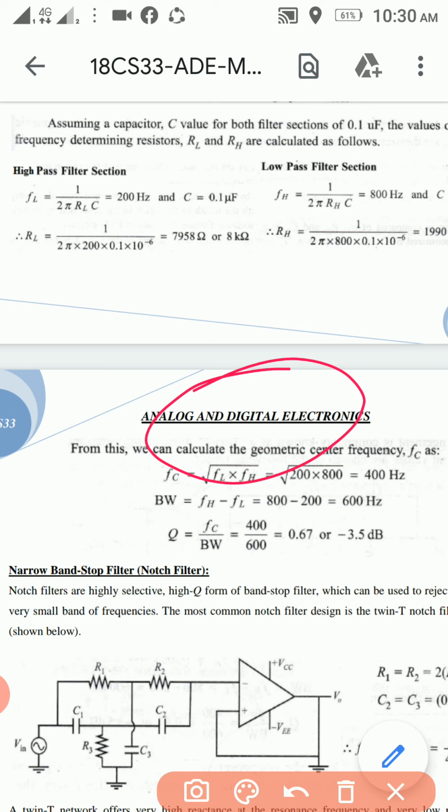And you know the bandwidth value. It is the difference between the two frequencies, higher and lower: 800 minus 200, that is our bandwidth. And the quality factor is always the geometric frequency divided by the bandwidth. So the geometric frequency you know, the bandwidth you know, so you get the quality factor. In this way we have to find the design values of any of the filters.